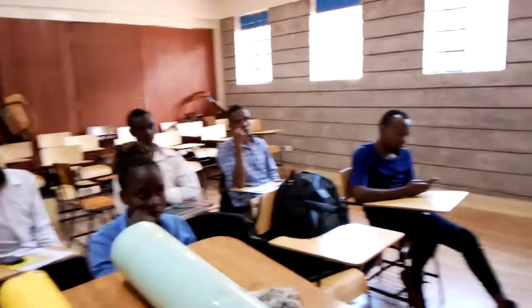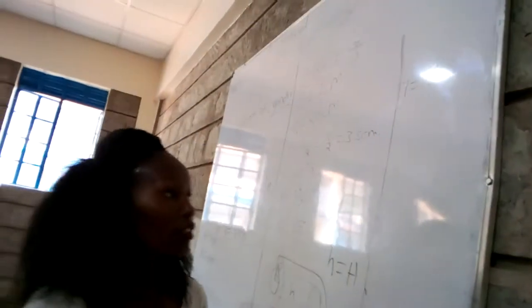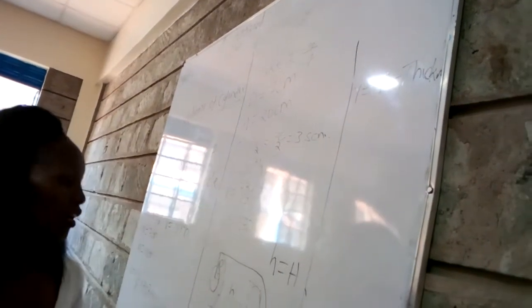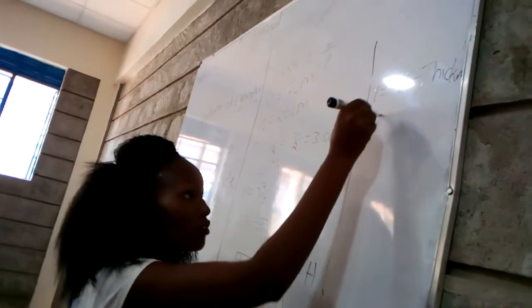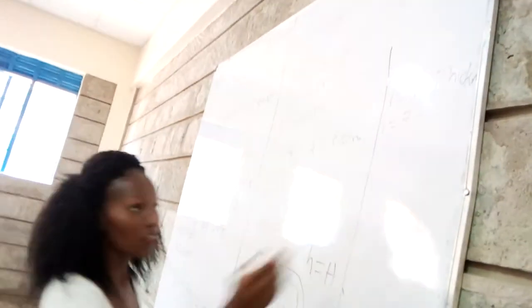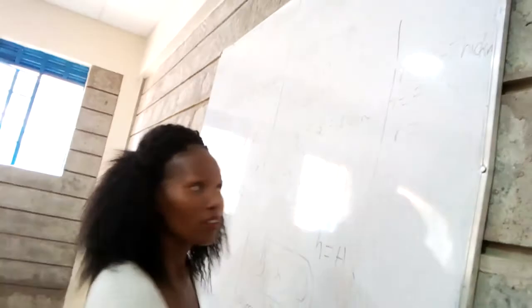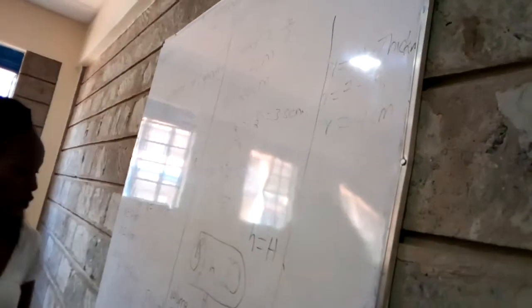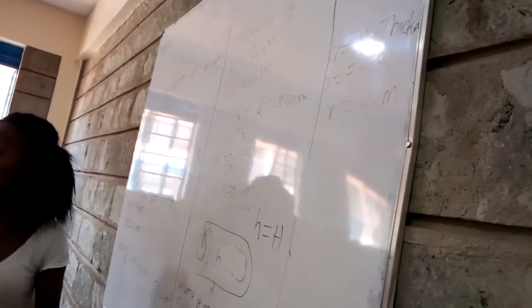We first need to identify the smaller radius. How do we get it? We subtract the thickness from the larger radius. So what is the larger R? 7 minus the thickness, 3 centimeters. What do you get? 4 centimeters.